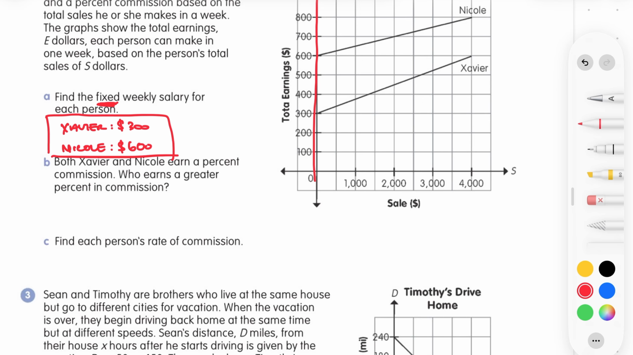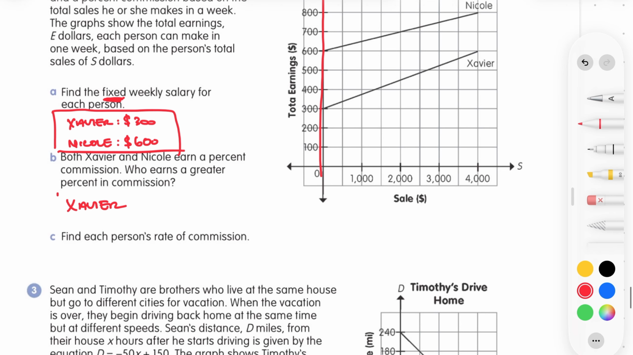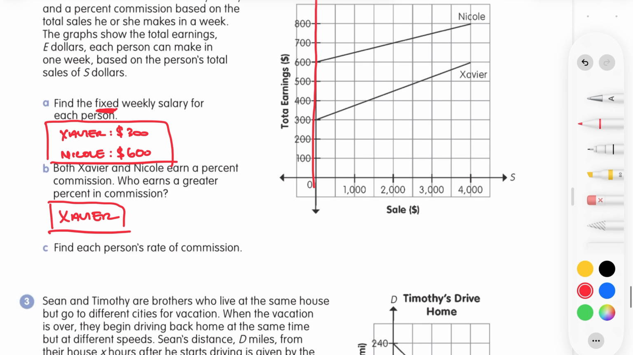You could take a look at the slope right here. As you can see, the slope here is higher than Nicole's slope, so Xavier. I'm just doing that by looking at it. If you are not sure because they're close by, you can calculate them. I'm not calculating it right now for this question because that's what we're going to do right after this. So let's actually find the rate of commission.